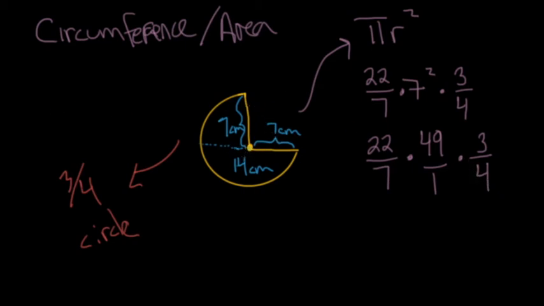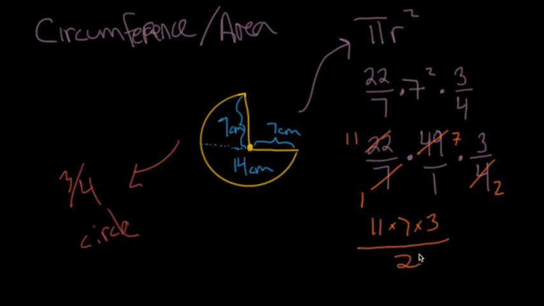Now, let's go and do some cross-reducing. Cross-reducing is the key here. So I'm going to divide this by 7 and this by 7. And don't forget, I can divide this by 2 and this by 2. And now I think this is reasonable to go and multiply. 7 times 3 times 11. So basically we have 11 times 7 times 3 all over 2.